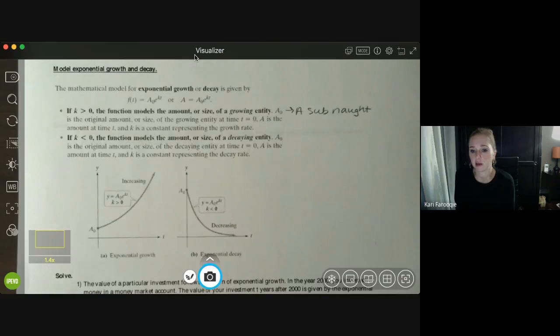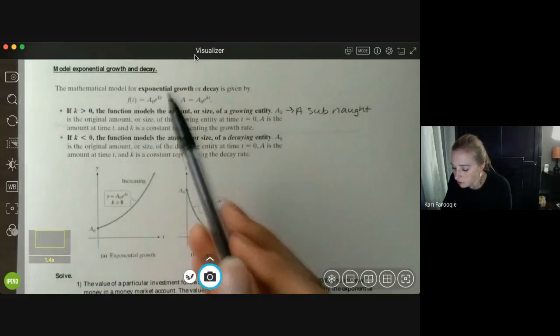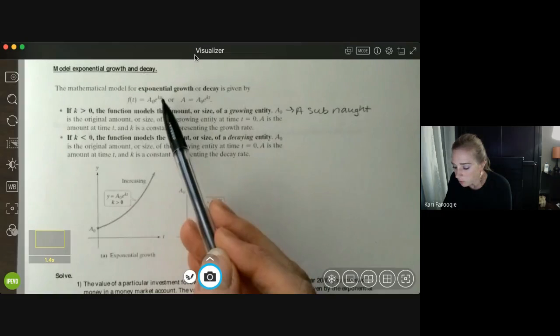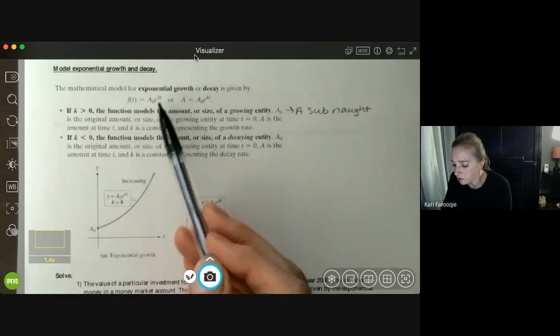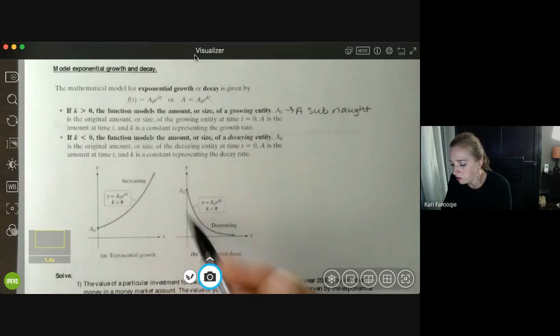We still have A sub naught as the original amount or size of the decaying entity at time t equals 0. A is the amount at time t, and k is the constant representing the decay rate. Now, thinking about the fact that this k is in your exponent, you should be able to intuitively think about what these graphs look like.